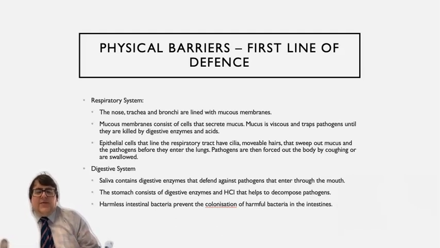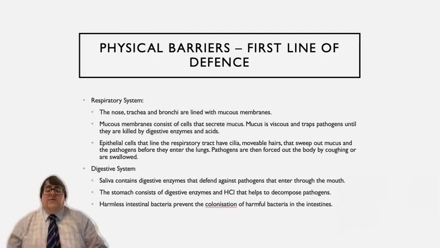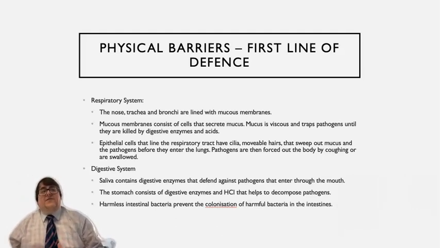Digestive system, on the other hand, we have our saliva that has digestive enzymes that defend against pathogens that come in through our mouth. If they get through our digestive system, then we have our stomach containing digestive enzymes and hydrochloric acid that will decompose those pathogens. And then we also have harmless intestinal bacteria that prevent any harmful bacteria from colonizing our intestines because they have to compete with the harmless ones that live there and help us out.